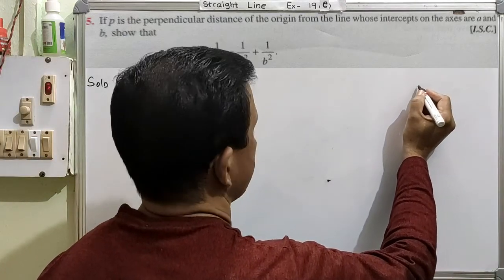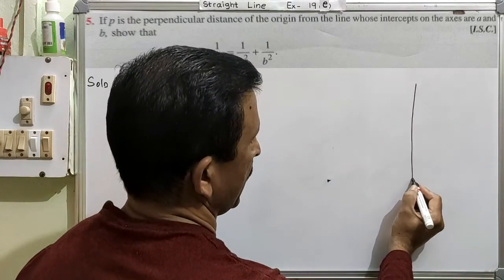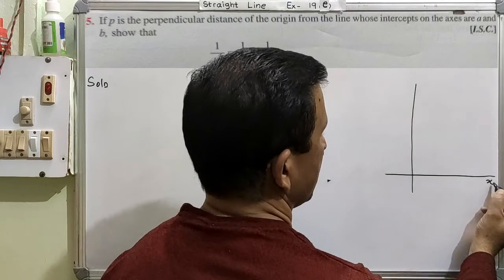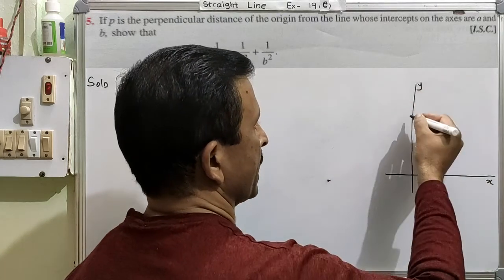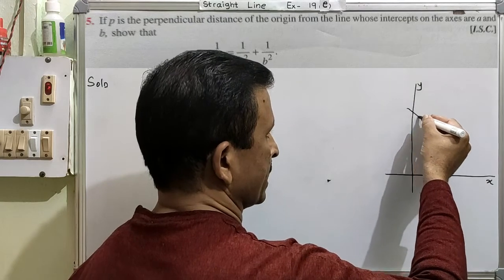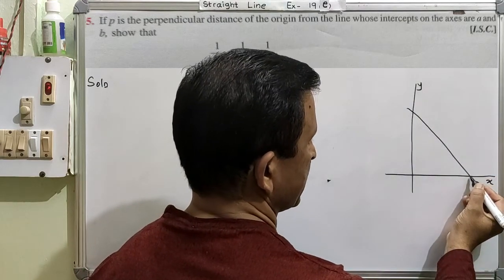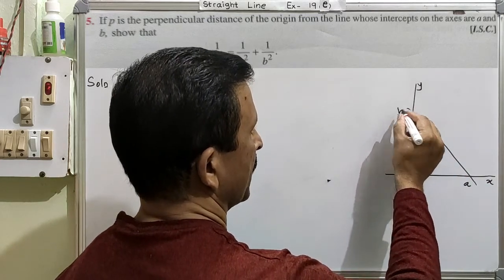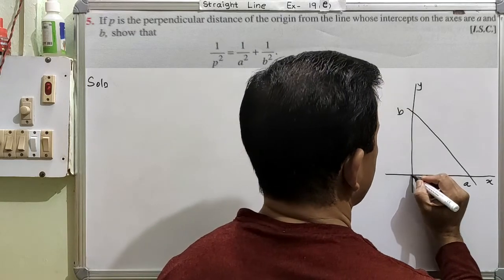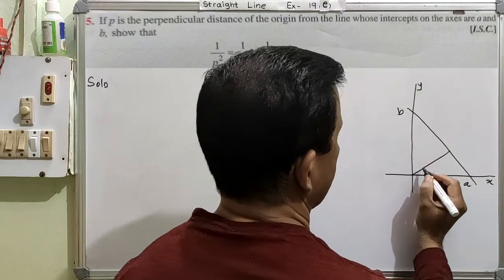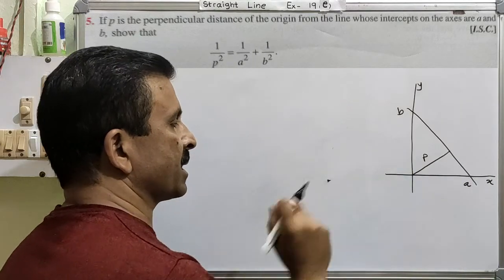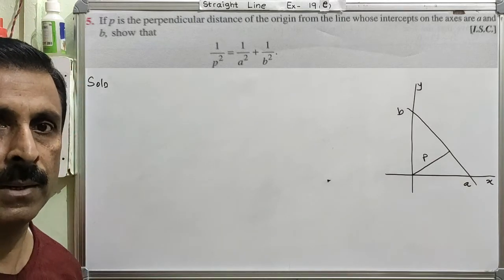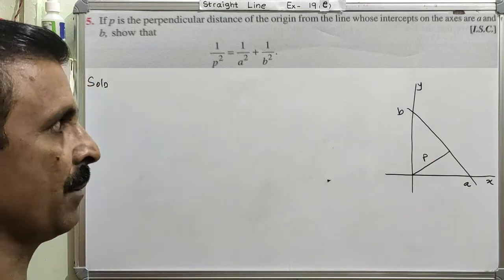We have the coordinate axes. This is the x coordinate and this is the y coordinate. There is a line which cuts the x-axis at A and the y-axis at B, right? And the perpendicular distance of the origin from the line is P. For this situation, we are asked to prove that the given statement is true. Is this very clear? So we can use the same formula, right?